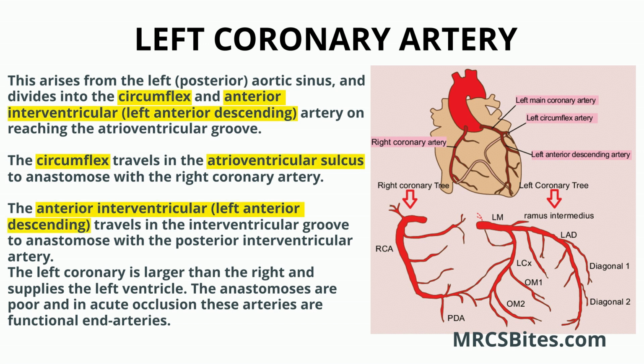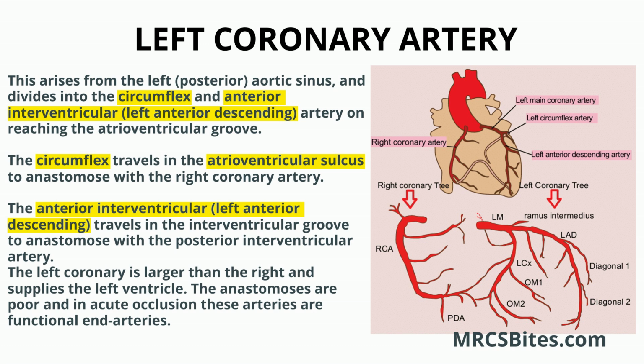Left coronary artery. This arises from the left posterior aortic sinus and divides into the circumflex and anterior interventricular (left anterior descending) artery on reaching the atrioventricular groove. The circumflex travels in the atrioventricular sulcus to anastomose with the right coronary artery.